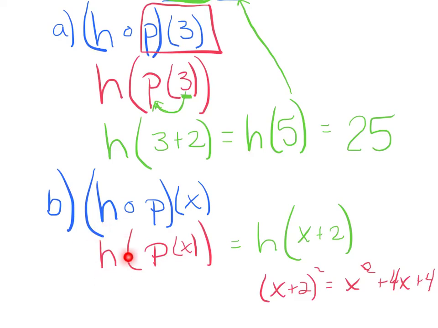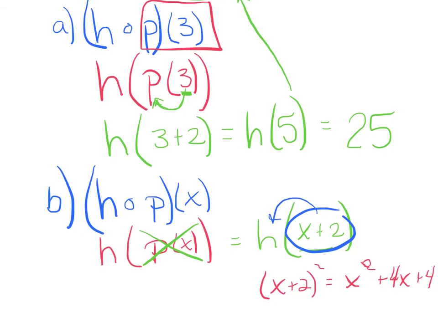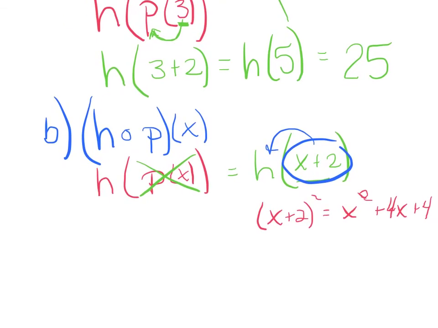And then I said this is really h of x plus 2. That's what p of x is. So basically I said, what is p of x? And I put it in there. And now I took x plus 2 and substituted into h. And that would be this step here, x plus 2 squared.